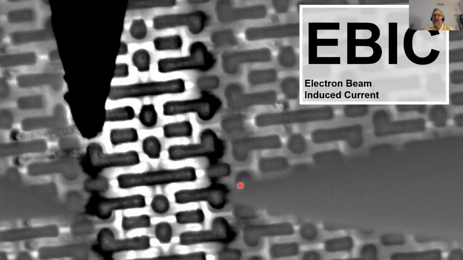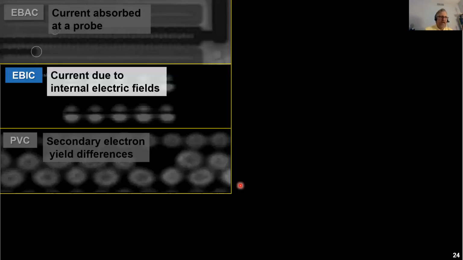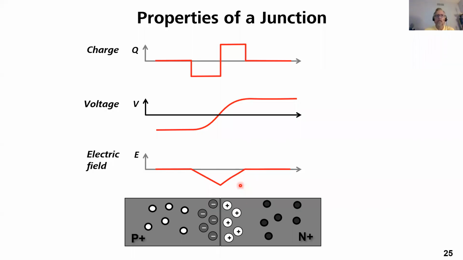Our next technique is electron beam induced current, EBIC. That is defined as current due to internal electric fields. It may be helpful to review the properties of a junction. When you put a P and N-type material together, there's a charge imbalance due to the diffusion and drift currents reaching equilibrium. Because of that charge imbalance, there's a voltage, a built-in potential, and there's also an electric field at the area, the depletion zone, the area that's depleted of majority carriers.